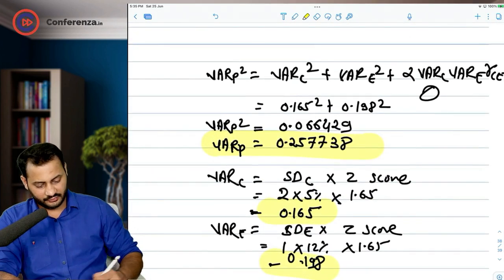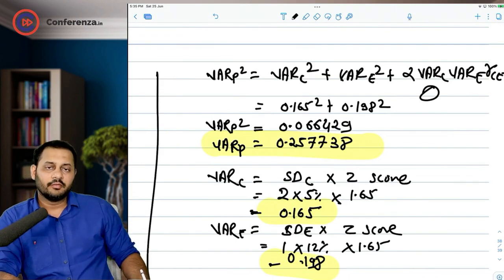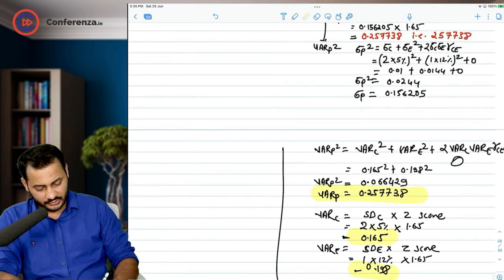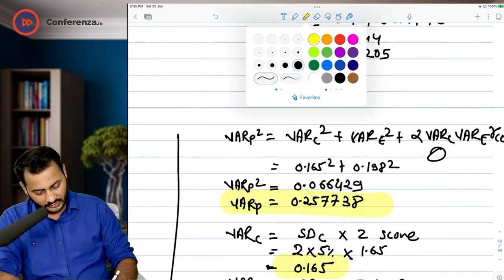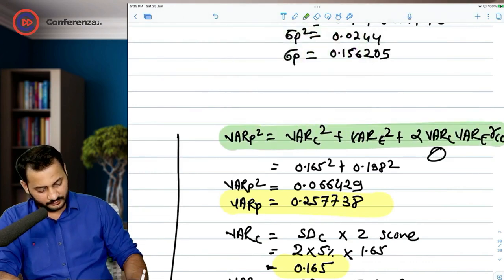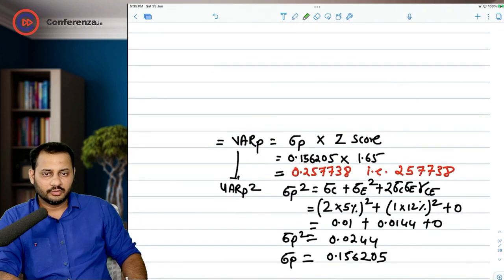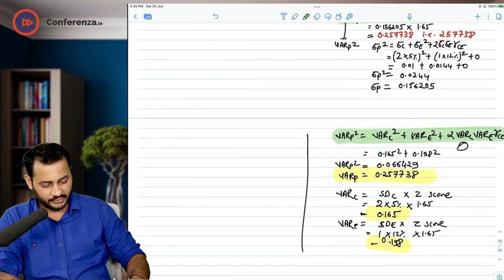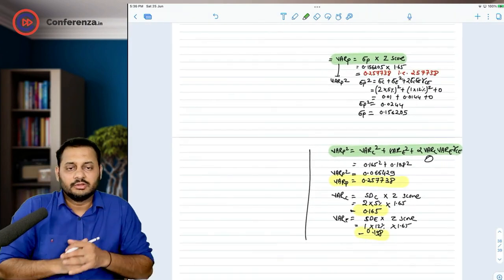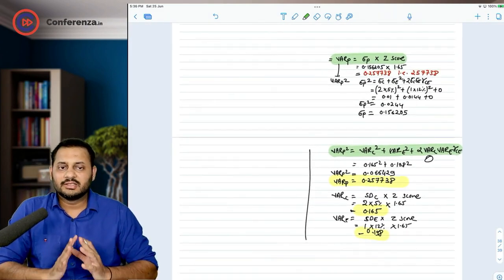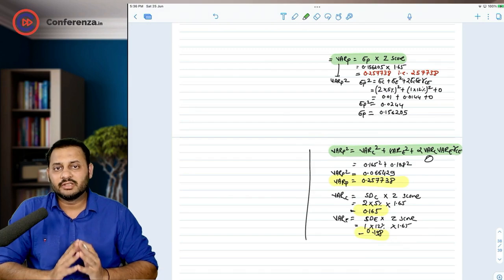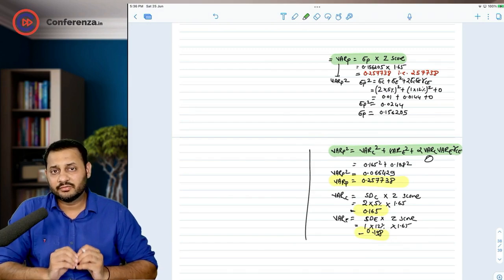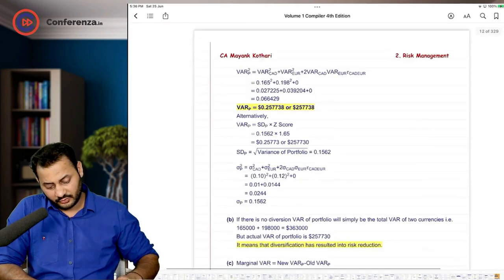So this is one way. If you want to go through this formula, let me just highlight the formulas. This is one formula, and this is another formula. You can choose either. Let me just summarize. You can choose any method. The answer will be the same, 257738. The institute has given you both ways of calculating the answer.